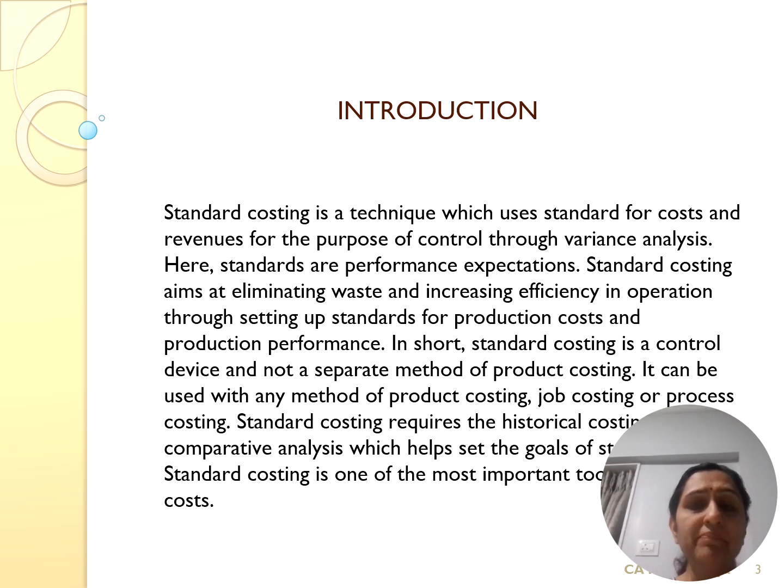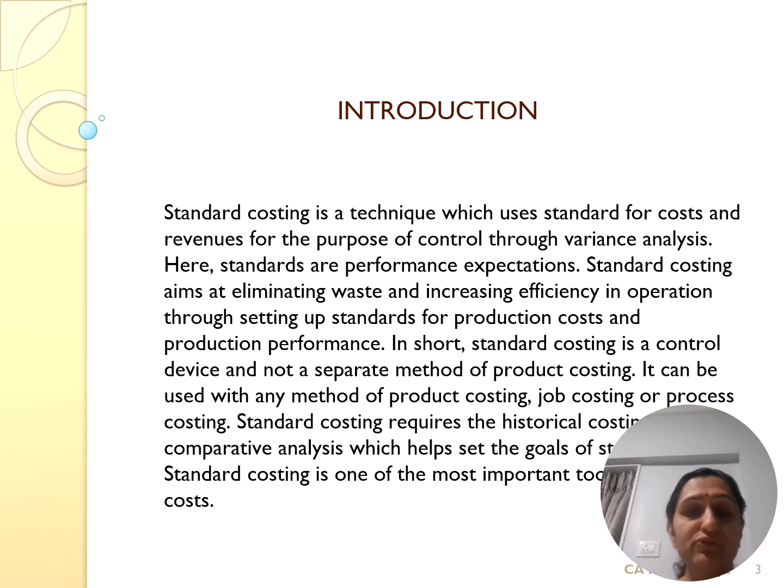In standard costing, we have predetermined or preset standards. We compare the actual performance with the standards, and if there is any deviation between the actual and the standard, then we find out the deviation, which is known as variances, and find out corrective measures to remove the differences. Fine. So you can see in the first slide, I have given an introduction of what is standard costing. Standard costing is a technique which uses standards for cost and revenue for the purpose of control through variance analysis.